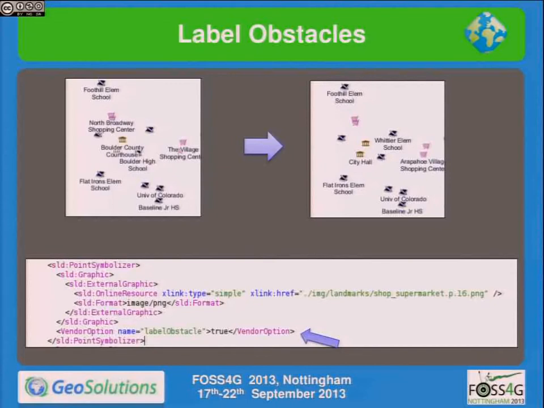We can also apply the concept of label obstacles, which is the idea that some polygons, some lines, and some points should not be overlapping labels. So I'm basically saying that any of these symbols is a label obstacle, so that I don't have this kind of situation where the Boulder County label overlaps with this symbol. And here we go. I have City Hall showing, but the Boulder County one is not, because that point has been marked as a label obstacle.